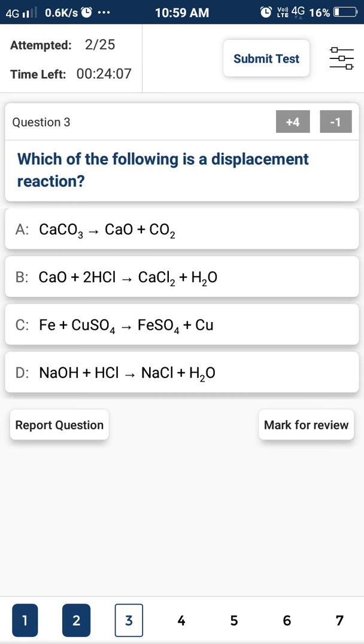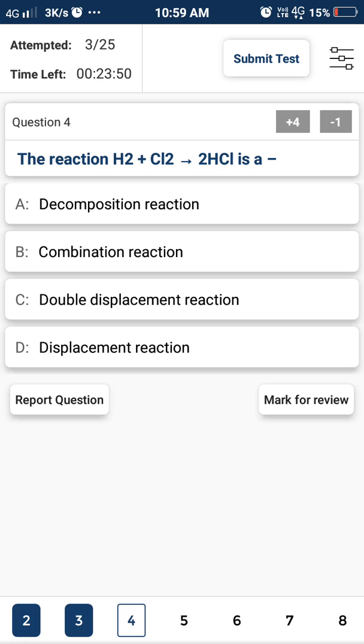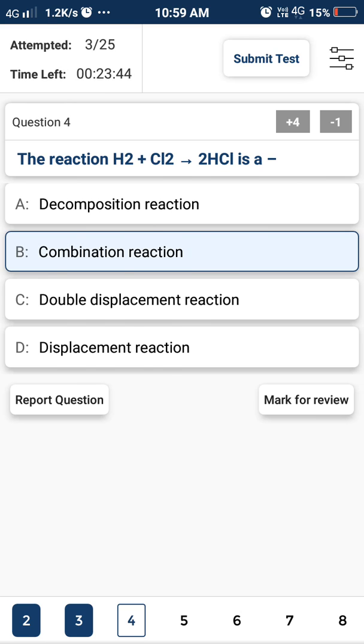Now question number three is: which of the following is a displacement reaction? In which oxygen and hydrogen get exchanged. So I think option D is right. The reaction H2 plus Cl2 equals HCl is which type of reaction? It is a combination reaction.